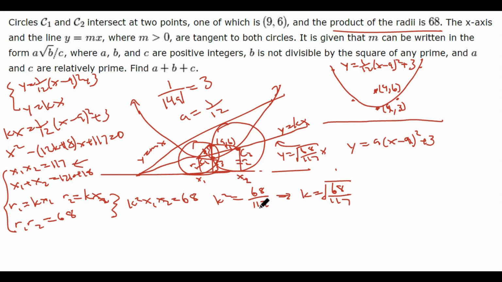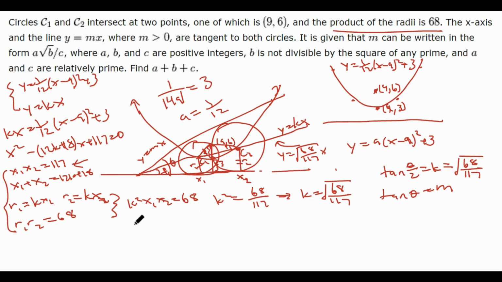Now we're almost done. Now that we know the equation of y equals kx, we can find the y equals mx through some basic trigonometry. First off, let's call this angle theta over 2. So this angle is theta. Now we know that tangent of theta over 2 is equal to k, which is equal to square root of 68 over 117. And tangent of theta is equal to m, because tangent is defined as the rise over run, which is also the definition of slope.